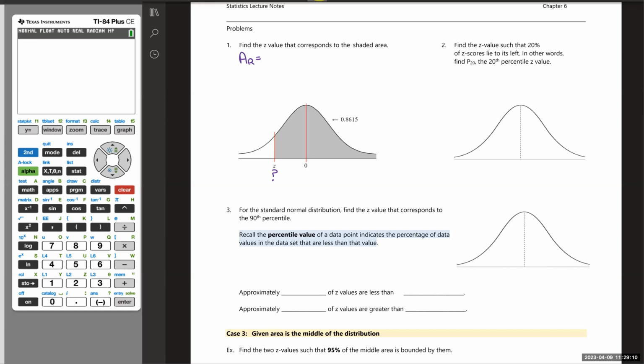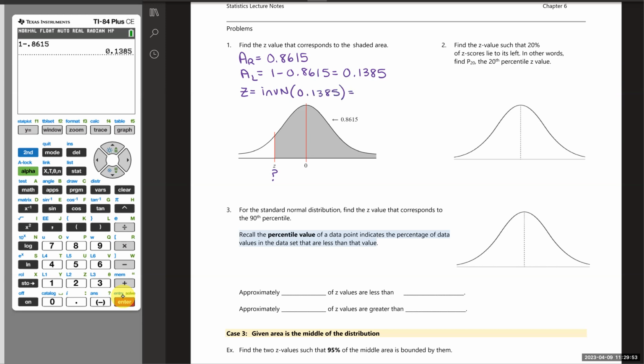And it is 0.8615. And now we know that what I need is area left of the z-score, if we would like to use inverse norm. So 1 minus the area to the right will give us the area to its left. So we apply the rule of complements. That area is 0.1385. And then we're able to enter that area left into our inverse norm function.